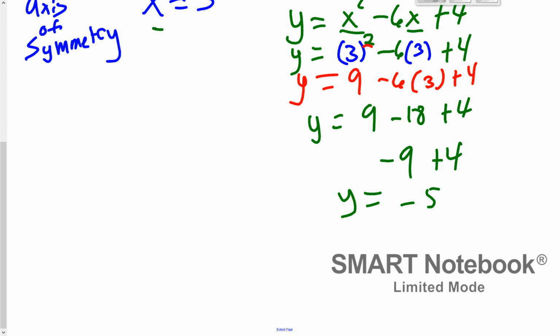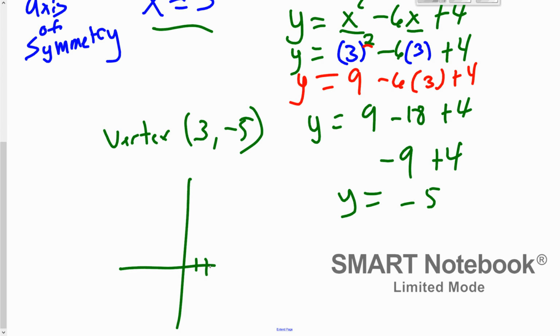Here's our x value, 3. So our vertex is 3, negative 5. So then we can graph that. I go over 3, 1, 2, 3, down 5, 1, 2, 3, 4, 5. And then I put my point, right? I had to use both those numbers to get my point. The first number is x, that goes left and right. And the second number is y, that goes up and down.